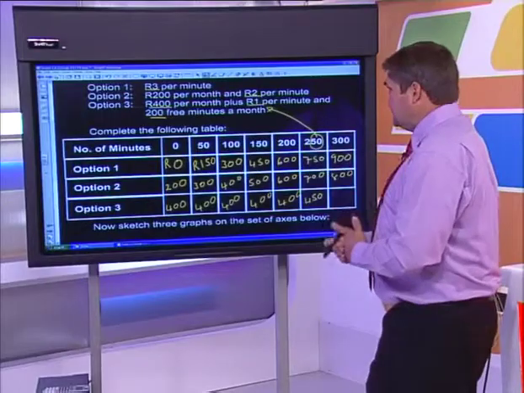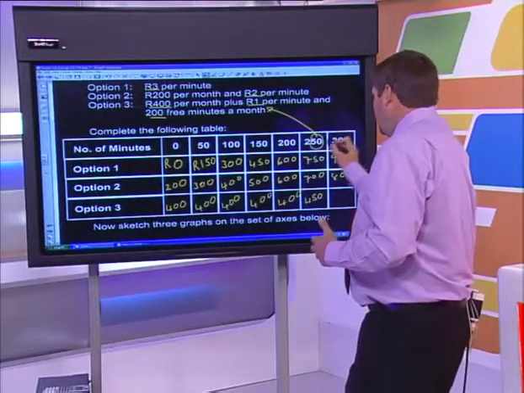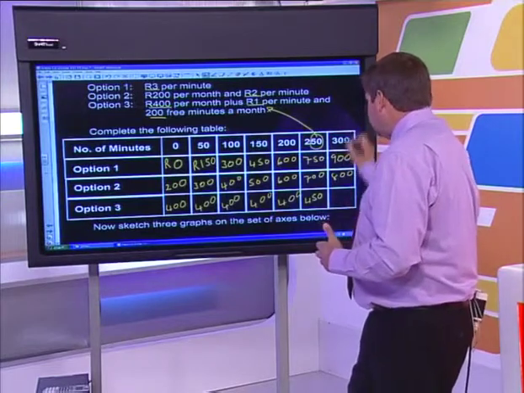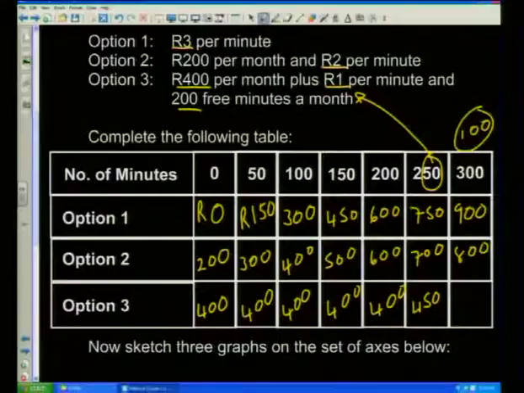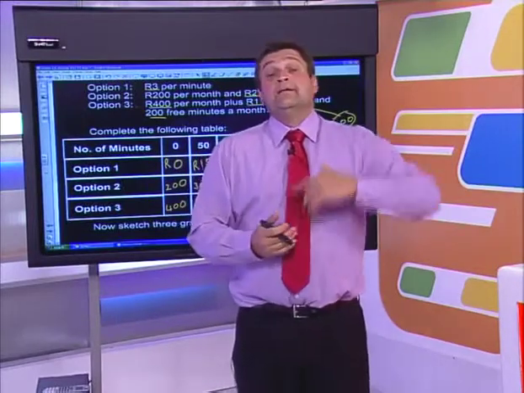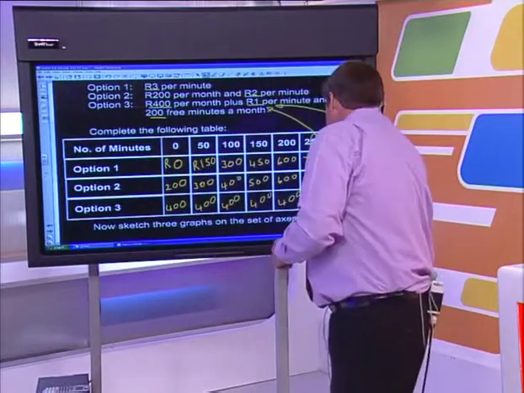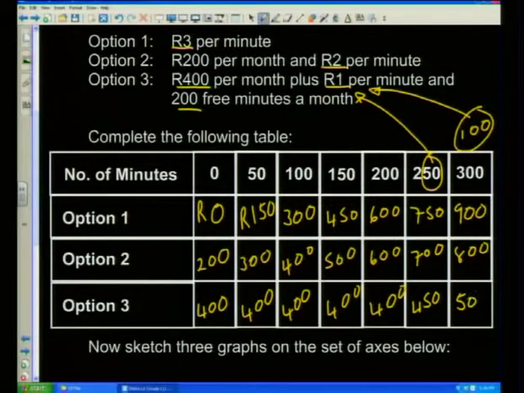The 300, same thing. Although I've spoken for 300 minutes, they're only going to charge me for 100. Why? Because I get 200 free. So they're going to take the 100 and say, right, 100 is going to cost you 1 Rand each minute. So 100 minutes times 1 Rand is 100 Rand. But I've still got to pay the contract. So it's going to be a further 400 Rand. It comes up to 500 Rand there.